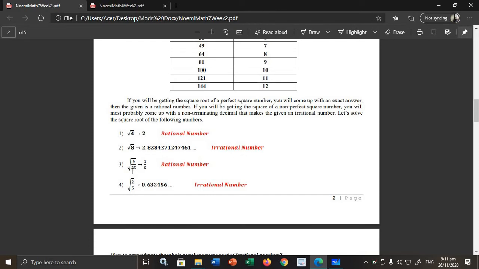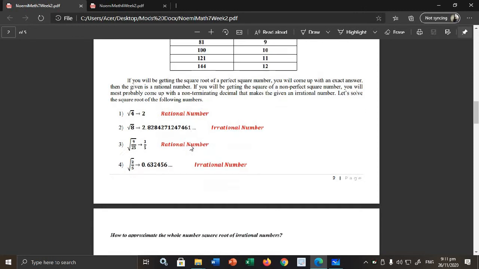And then we have square root of 9 over 25. So kapag ganito yung given, you will get the square root of the numerator and the denominator separately. So square root of 9, that is 3. Okay, kasi 3 times 3 is 9. And then square root of 25, that is 5. Kasi 5 times 5 is 25. Therefore, we did get an exact number. No? Exact number is 3 over 5. So therefore, square root of 9 over 25 is a rational number.